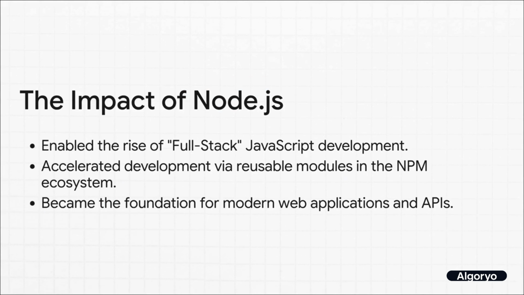And this single change created a ripple effect. It gave us a whole new kind of developer, the full-stack JavaScript expert. It made building things so much faster thanks to NPM, and it became the quiet, invisible backbone for millions of the websites, apps, and tools that we all use every single day.